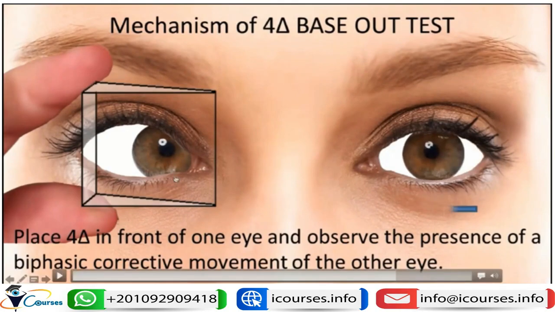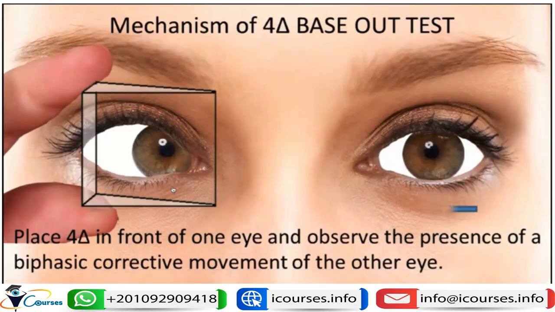Let me repeat this again. If the right eye didn't show any movement, this means there is right eye suppression. There must be a movement of the eye when the prism is placed. If the eye didn't move, then the eye cannot see. And this is a very easy test to use for detection of malingering or to detect that the patient cannot see. Is this clear?